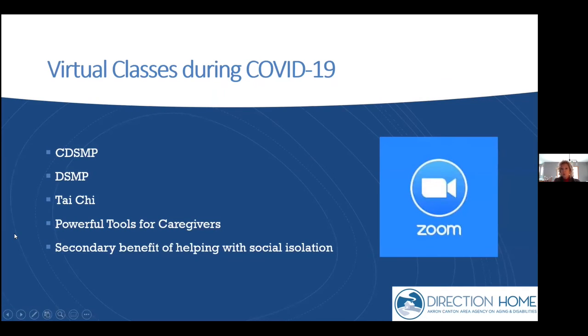So again, most of these classes with COVID-19, we have been able to take virtual, and here on this slide, you can see the ones that we've been able to do that. And it really is all with the exception of Matter of Balance. The program developers of Matter of Balance feel that the exercise portion is better led in person. So they have said no to virtual. Everything else we've been able to turn over to virtual, and we do use Zoom to do that.